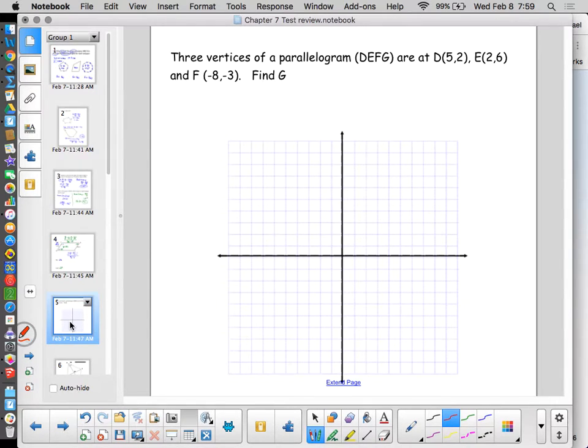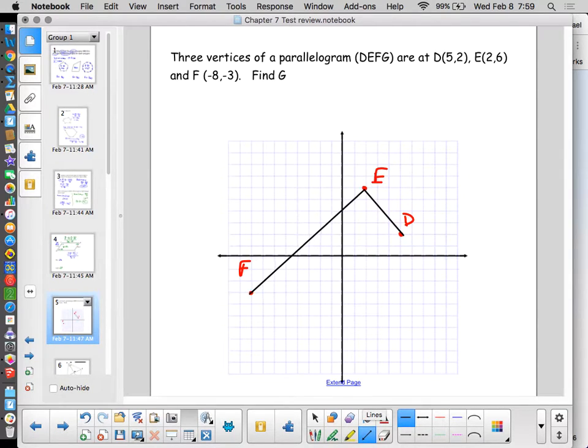So let's plot our points. D is at 5, 2. E is at 2, 6. F is at negative 8, negative 3. And it wants to know where G is. So we always go around in order. So D to E, E to F. Now G's got to be down here somewhere.